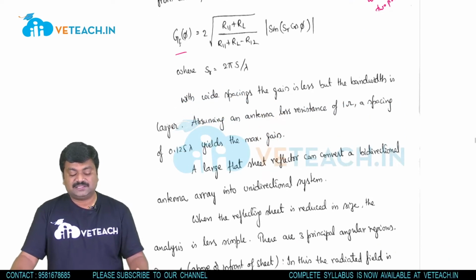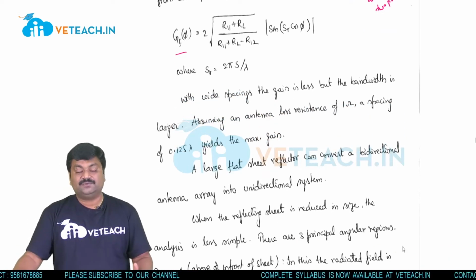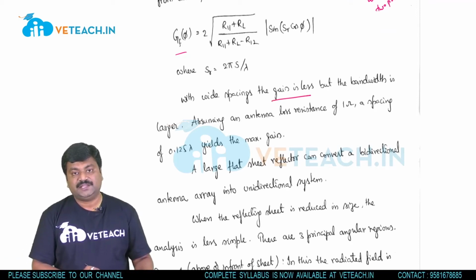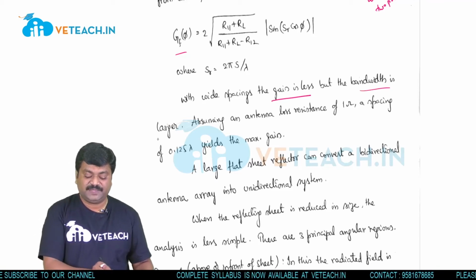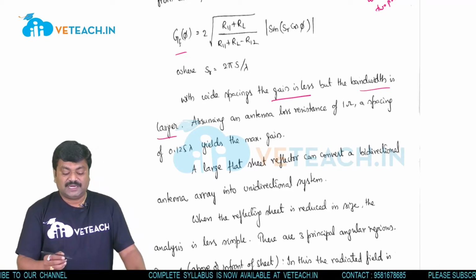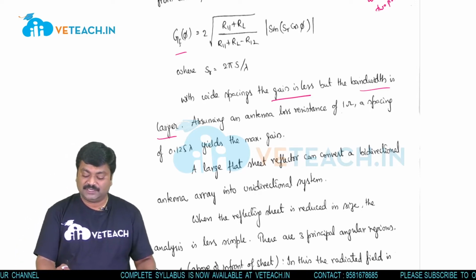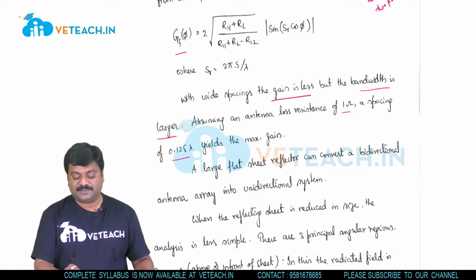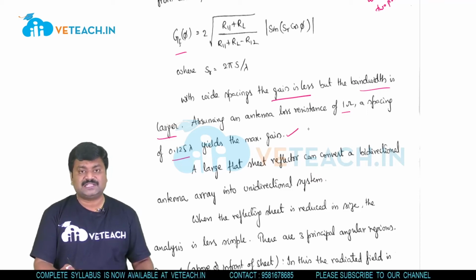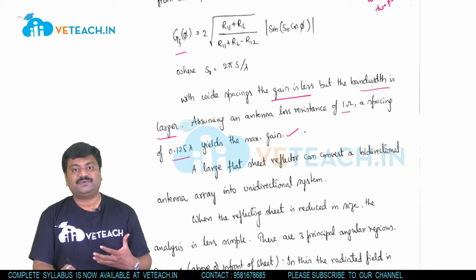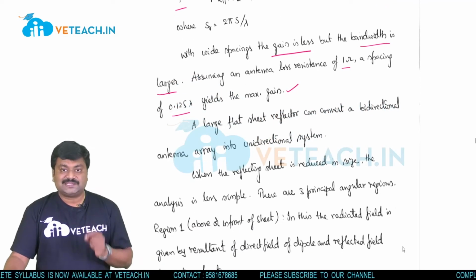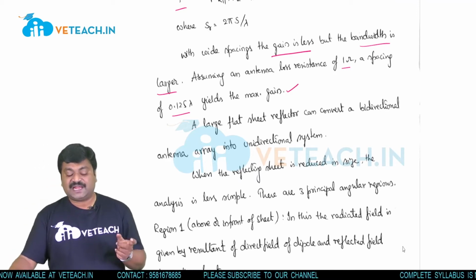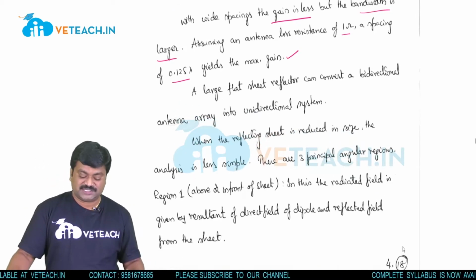As I said earlier, the spacing is always important. With wide spacings, I will have less gain. But even though the gain is less, the bandwidth will be larger. For an antenna loss resistance of 1 ohm, a spacing of 0.125 lambda yields the maximum gain. This is an assumed case where we are defining this horizontal antenna. These flat sheet antennas or reflectors will be able to convert the bidirectional antenna array into a unidirectional system.